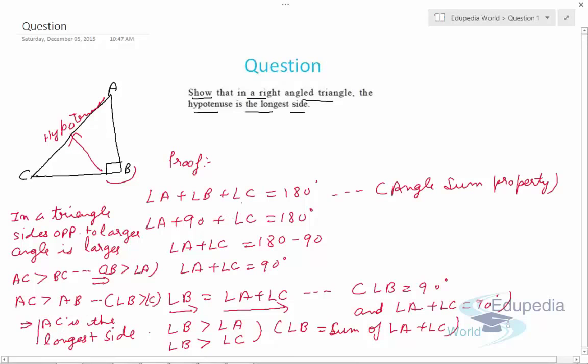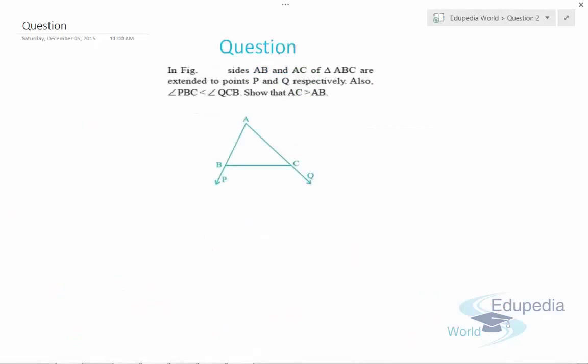Let's discuss our next question, question number 2. It says that in the figure given below, sides AB and AC of the triangle are extended to points P and Q respectively. Also, angle PBC and angle QCB are related like this: angle QCB is larger than angle PBC. So this one is larger and this is smaller. Now let's see how we can prove this. We need to prove that AC is greater than AB.